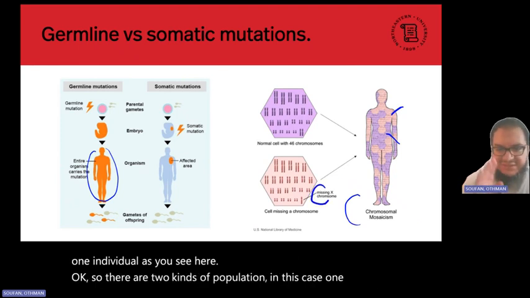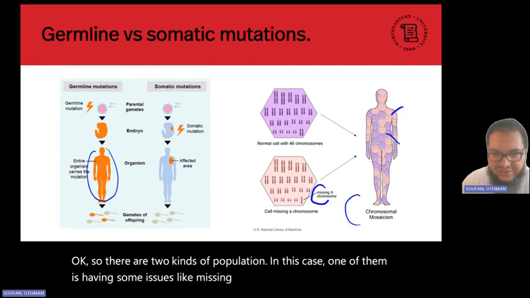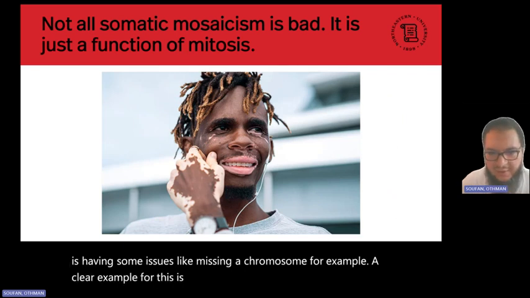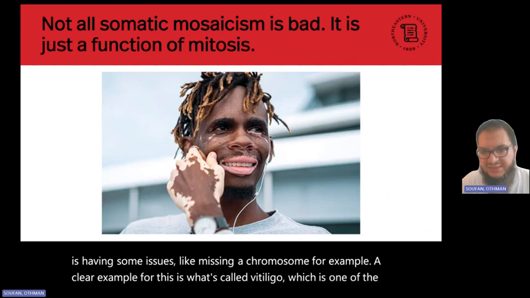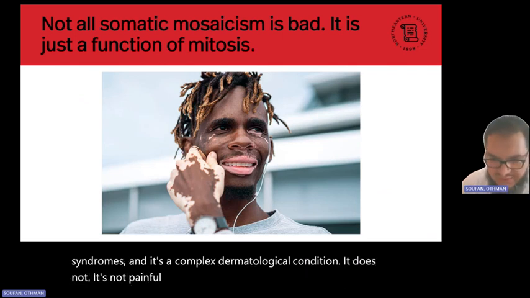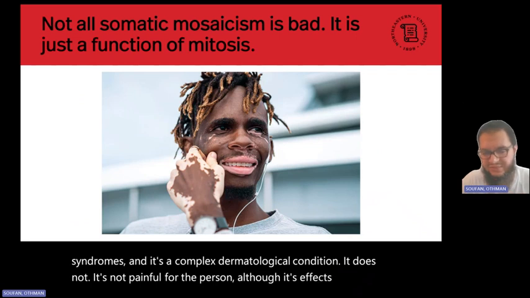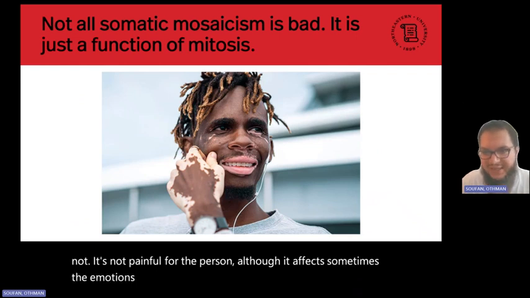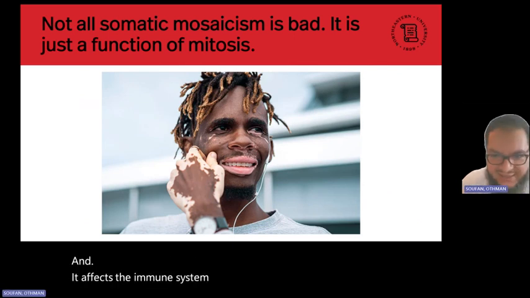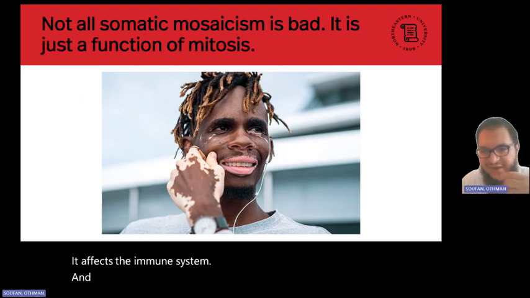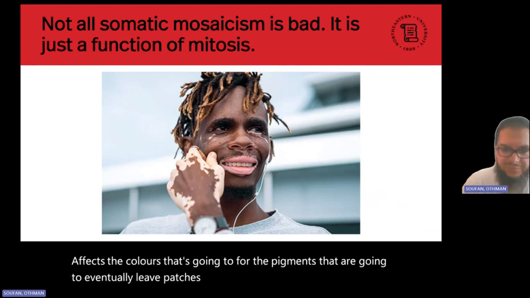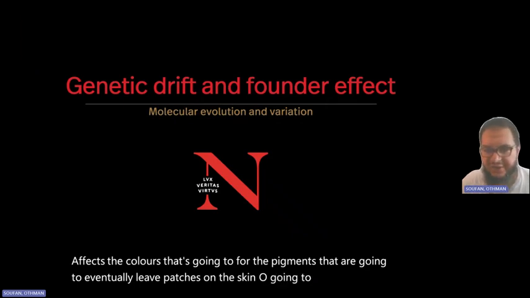One of them is having some issues, like missing a chromosome, for example. A clear example for this is what's called vitiligo, which is one of the syndromes. It's a complex dermatological condition. It's not painful for the person, although it sometimes affects the emotions, and you would appreciate that. It affects the immune system and affects the pigments that eventually leave patches on the skin. So I'm going to stop here and then continue with the next part.